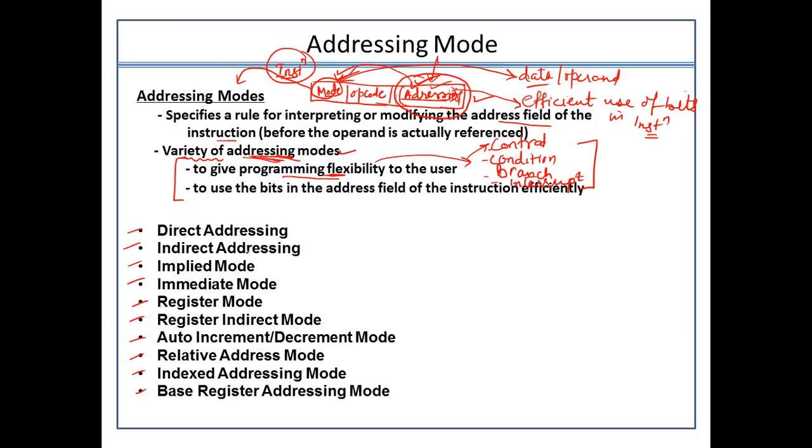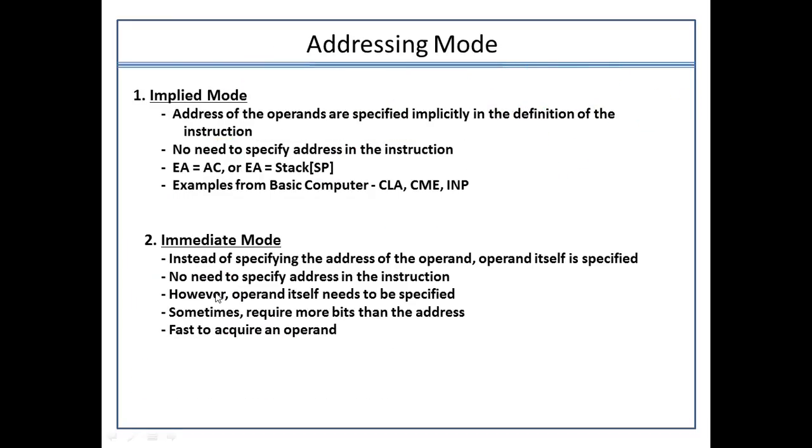Like direct addressing and indirect addressing, we are already aware of these because we learned these two in the basic computer configuration. But the other addressing modes are implied, immediate, register indirect, auto increment, relative addressing, index, and base register indexing. We are going to learn in detail about all these addressing modes. So let's do that. The very first addressing mode in this series is the implied mode.